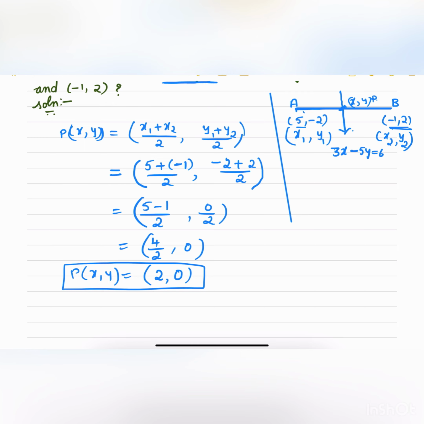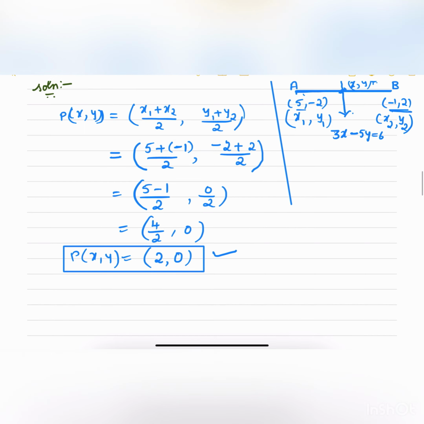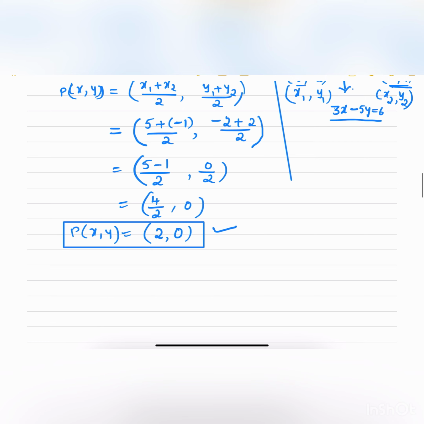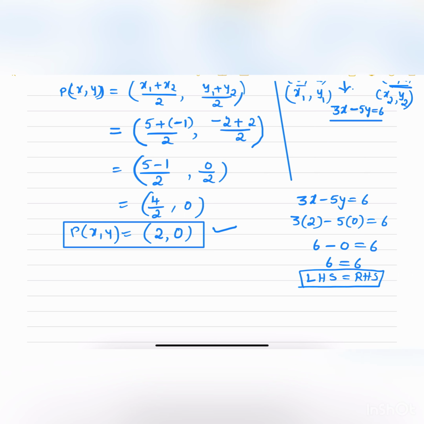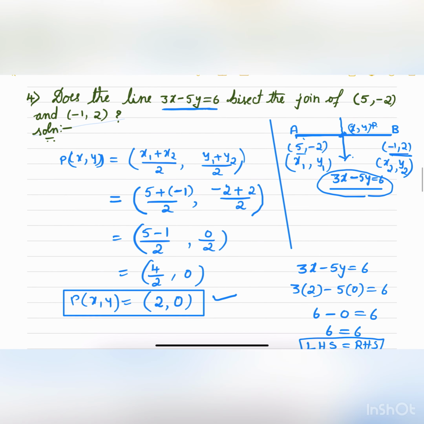Now we have to substitute this value in the given equation, that is 3x minus 5y equal to 6, and check whether LHS is equal to RHS. So let us substitute that. 3 into x is 2, minus 5 into y is 0, is equal to 6. 6 minus 0 equal to 6. So 6 equal to 6. So we got LHS is equal to RHS. Therefore, the given line bisects the line which joins these 2 points A and B.